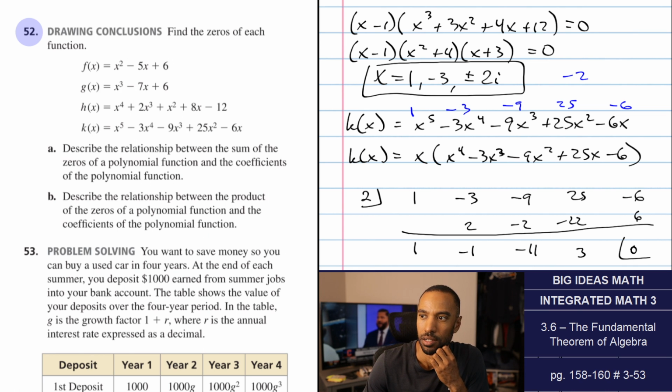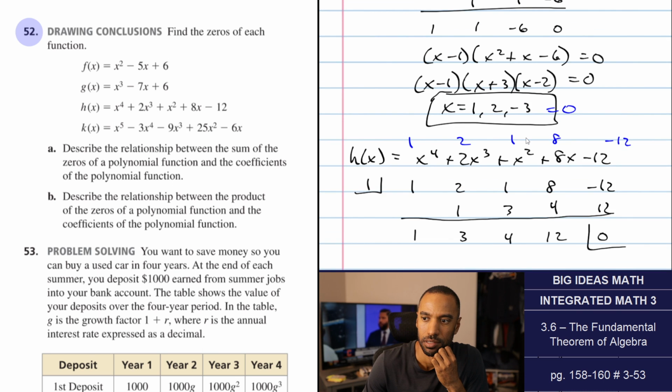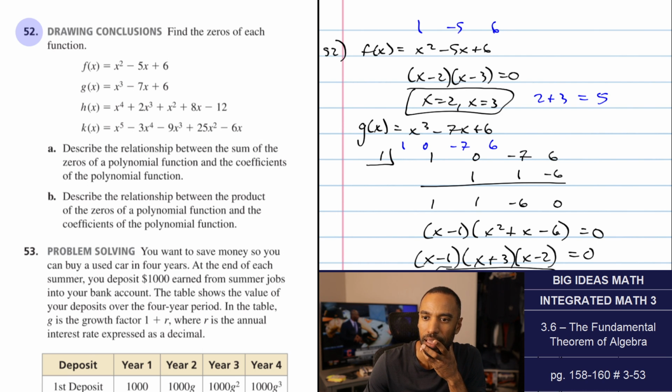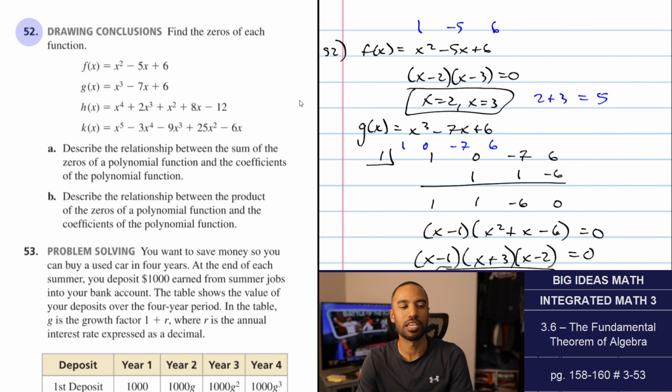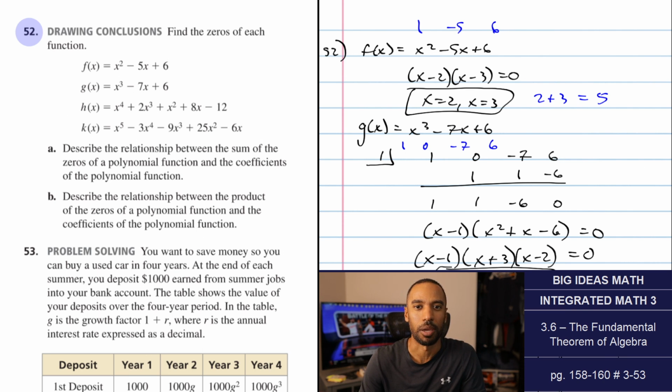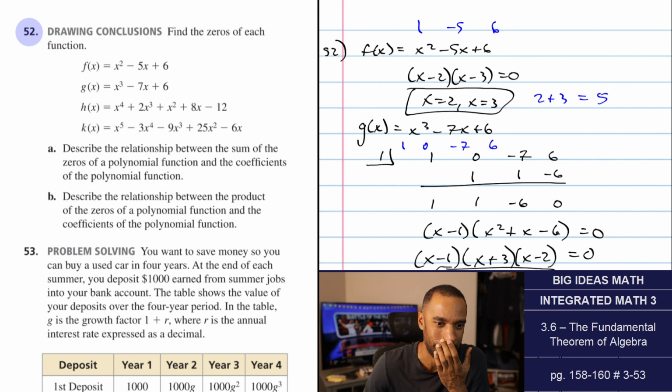What do they want? I have no idea what they want for that problem, guys. Describe. Oh, the product of the zeros. Why did I think they said sum of the zeros? Oh, right here, because part A. I'm sorry. Okay, part B is the product of the zeros. Okay, good. Okay, because I saw the product of the zeros. I'm like, okay, interesting.